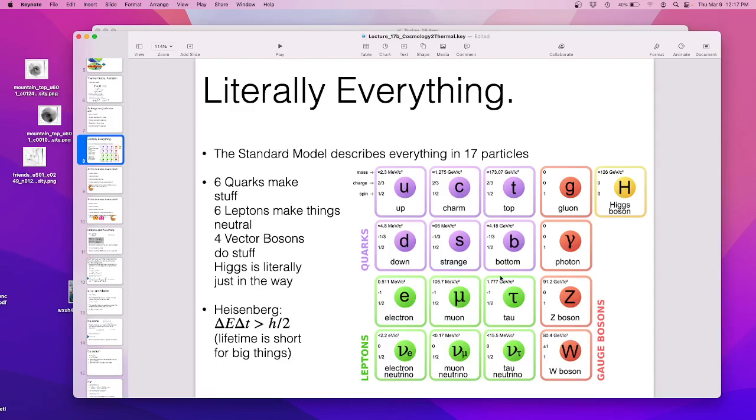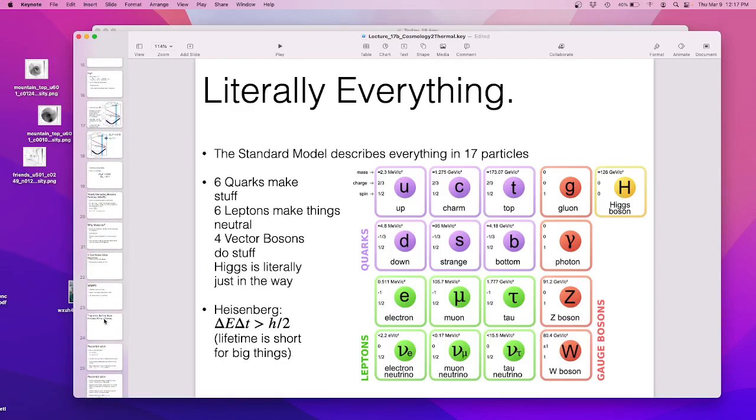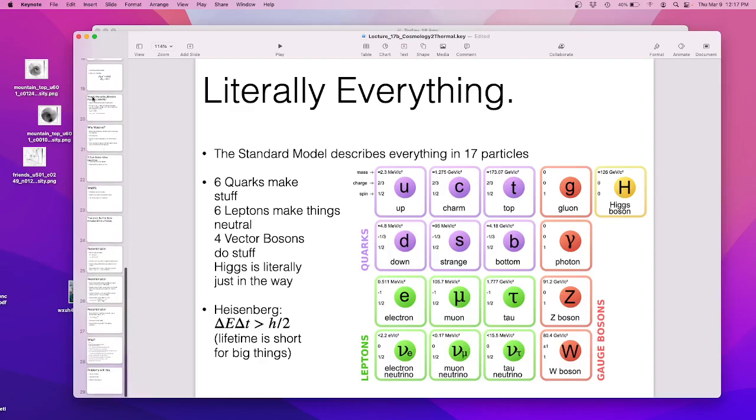Totally didn't pan out. But the WIMPs have to freeze out probably around when the protons do. Where was I?